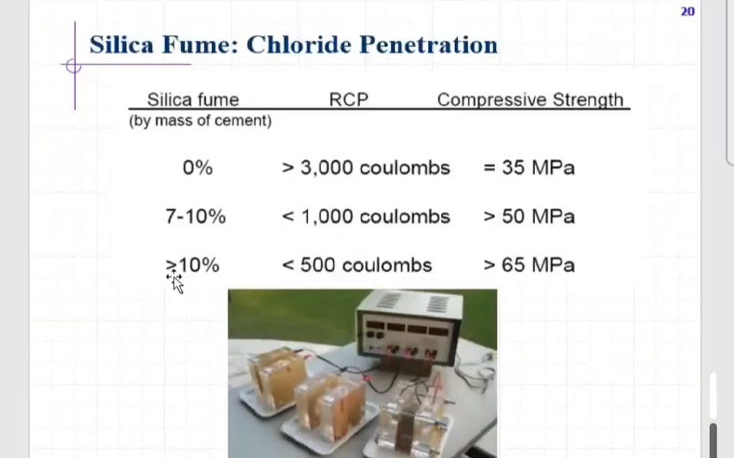So if you see, the more silica fume content there is, the strength is higher and the charge is lesser. That's why the RCP values are reduced as the silica fume content gets higher. Are we okay with it?